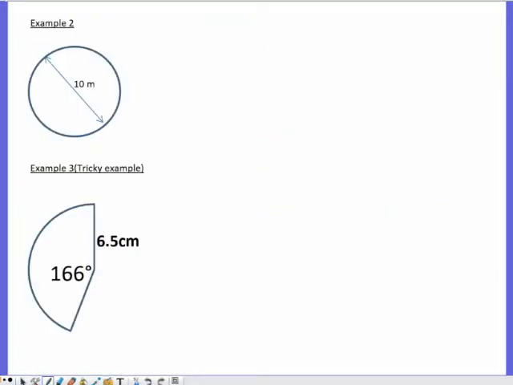Example 2 is another case that could try and trick you. We want the area of this circle. To get the area, we're still going to do pi r squared. But 10 is the diameter, so the radius is 5, half of this. So for this example, the area is pi times 5 squared.